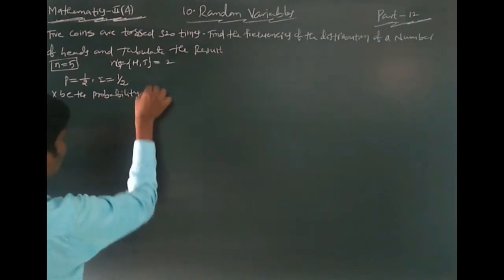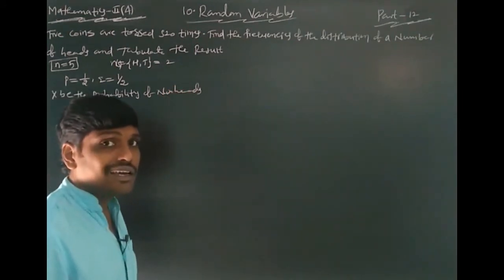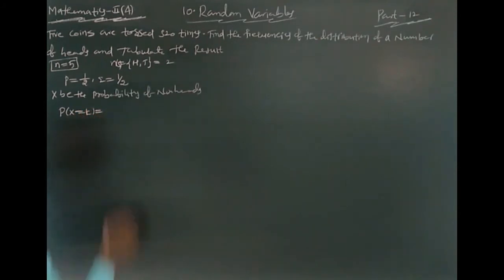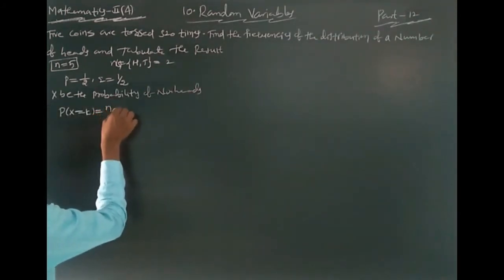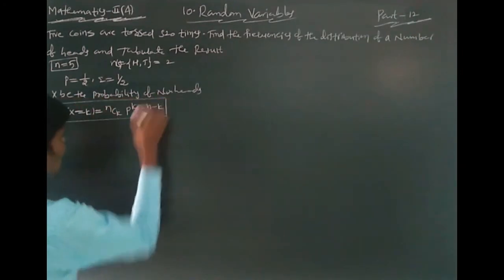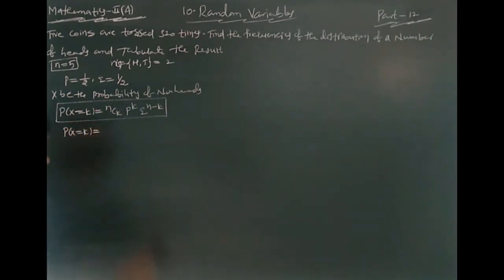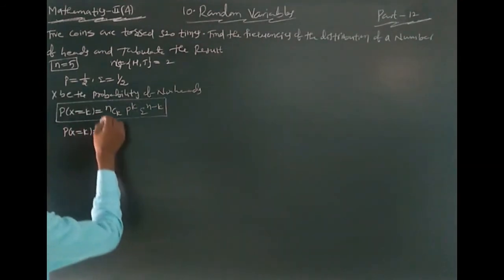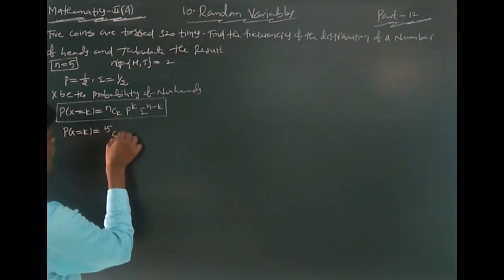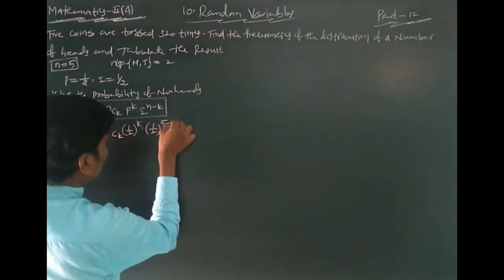Here, see students, P of X equal to k is equal to nCk p^k q^(n minus k). In this formula, P of X equal to k is equal to nCk. n is how many times here? The n value is 5, so 5Ck. The p value is (1/2)^k, and the q value is (1/2)^(5 minus k).